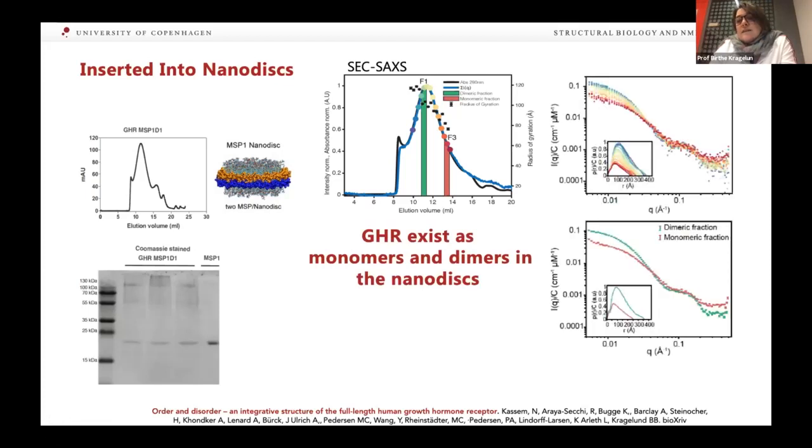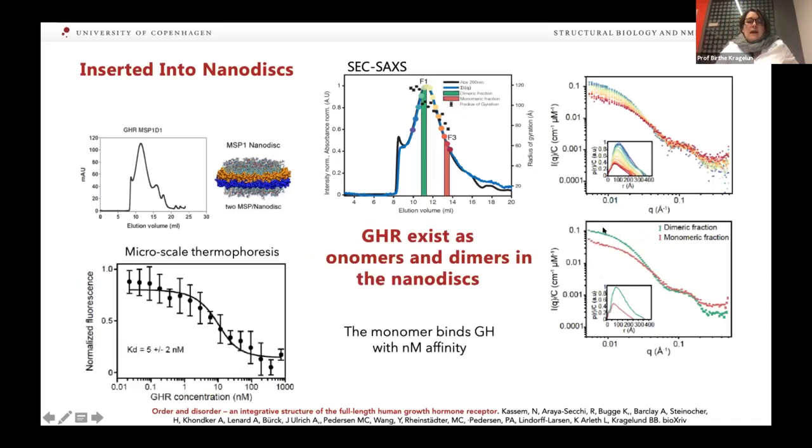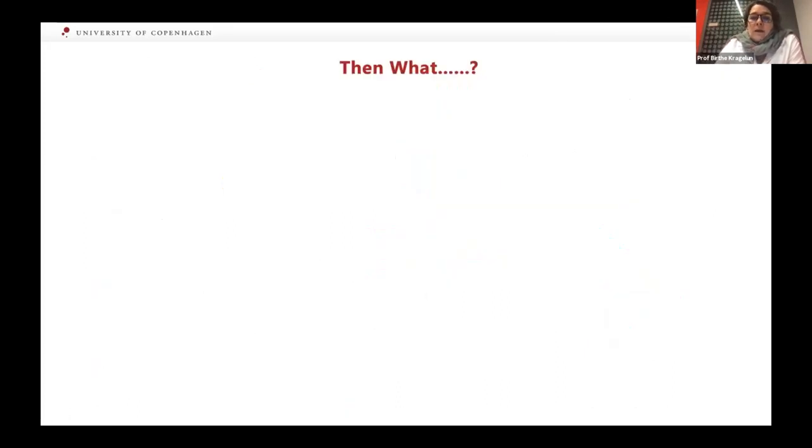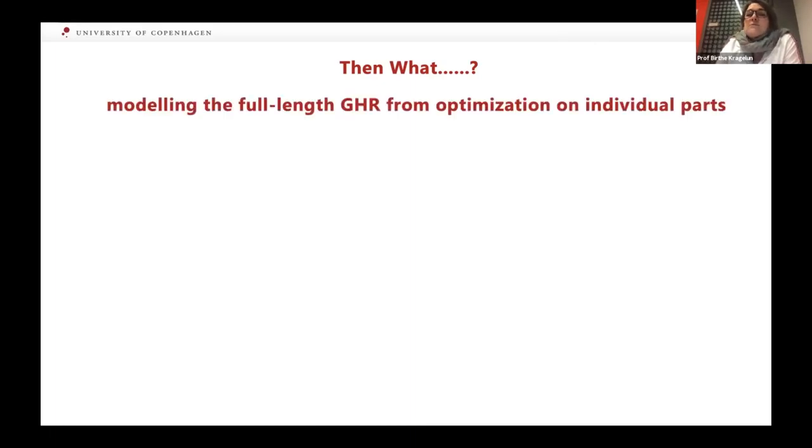So we recorded the SAXS scattering curves of the dimer and the monomer, and decided to continue with the monomer, and also showed that the monomer was fully capable of binding the growth hormone with an affinity similar to what has been known before. Then what? Now we have the scattering profiles, but we don't really know how to go on from that. We want to model the full-length receptor, but we need to make sure that our modeling of the individual parts is good enough.